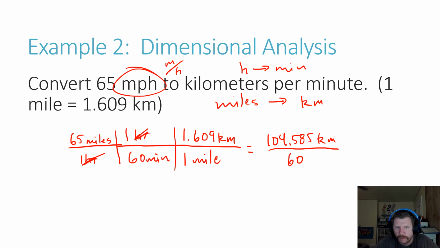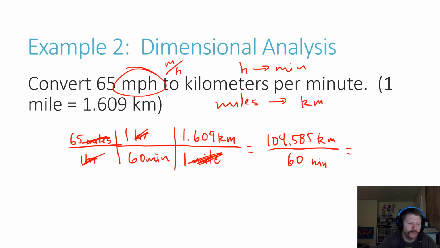Now this is a little bit weird. I want to go back to this. I had miles in my numerator and miles in my denominator. Those canceled out. They weren't right next to each other, but the only reason they weren't right next to each other is because I chose to take care of my numerator unit first. Okay, so now I've got kilometers per minute.